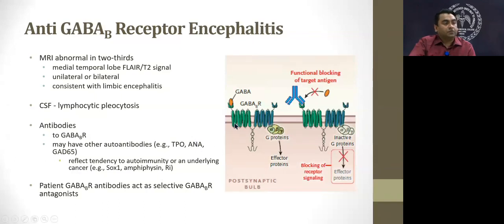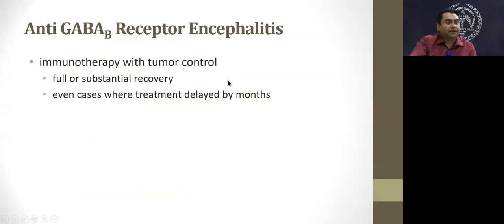In this case, like we showed in the previous picture, once the antibody is present, it comes and blocks the direct functioning of the receptor, not enabling further stimulus or functionality of that receptor. And thereby the effector proteins downstream are not produced. Treatment-wise, immunotherapy with tumor control usually results in a fair to substantial recovery. Even in this type of encephalitis, the recovery is generally so good that even with a delay of treatment by months, you still generally have a full to substantial recovery.